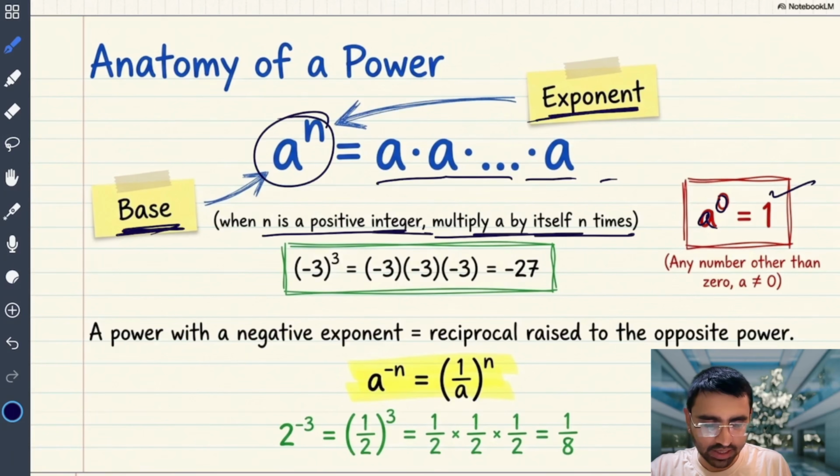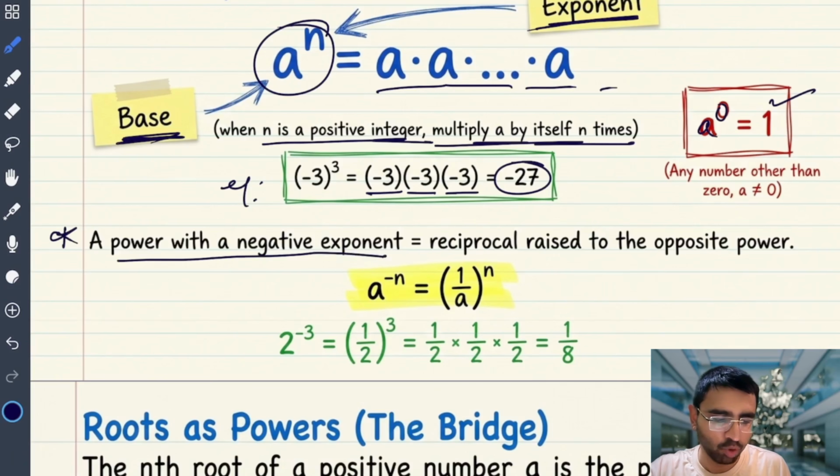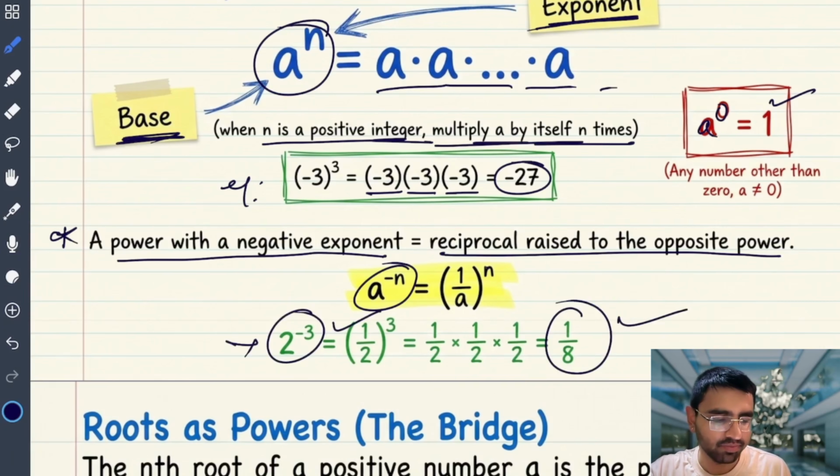And another example is minus 3 raised to power 3. So it is minus 3 into minus 3 into minus 3, which is minus 27. Okay, so there is a rule: a power with a negative exponent is the reciprocal raised to the opposite power. So we can write a raised to power minus n as 1 by a raised to power n. For example, 2 raised to power minus 3 can be written as 1 by 2 raised to power 3, so it is 1 by 8. It is very simple. a raised to power minus n is equal to 1 by a raised to power n.